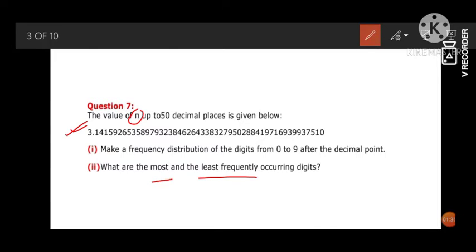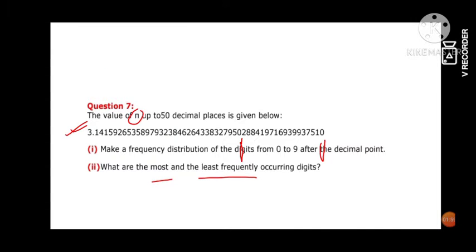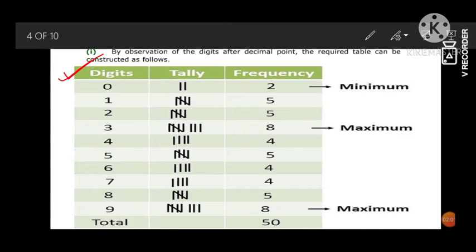So we will mark all the 0 numbers. Starting after the decimal point, we have 0 in here and here. So 0 is repeating only 2 times. You can see in the frequency table, for the digit 0, the tally is 2 vertical marks and the frequency is 2.